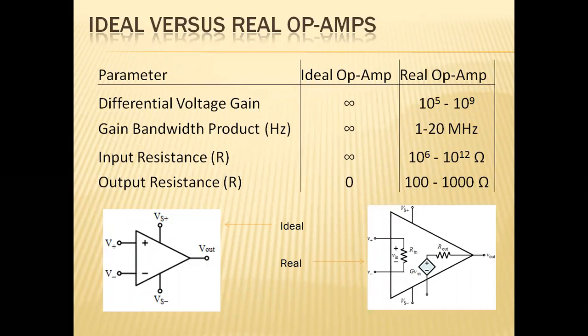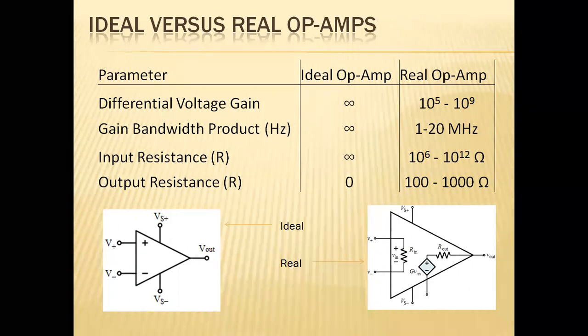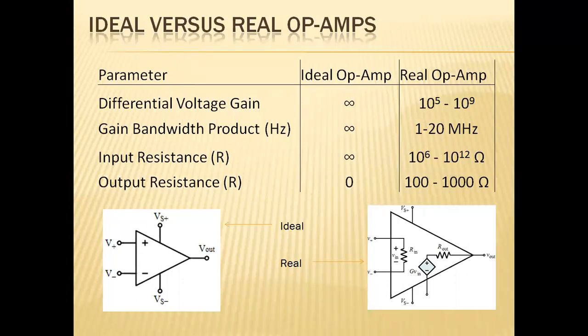In the ideal mode: voltage gain infinity, bandwidth infinity, input resistance infinity, output resistance 0. In the real case: 10 to the power of 5 to 10 to the power of 9 for gain, 1 to 20 megahertz for bandwidth, 10 to the power of 6 to 12 ohms for input resistance, and 100 to 1000 ohms for output resistance.